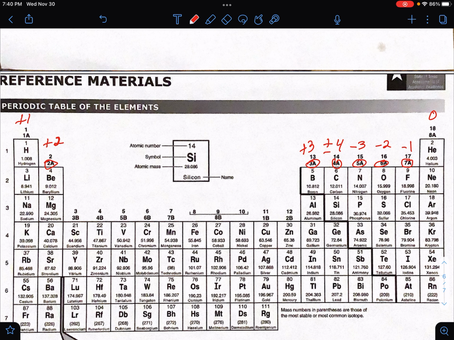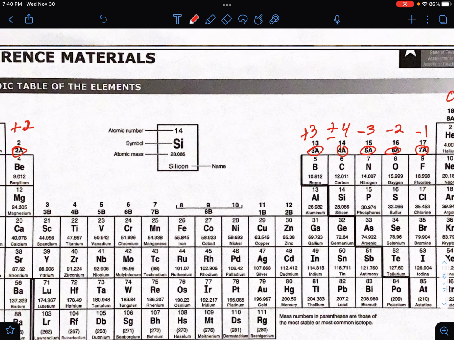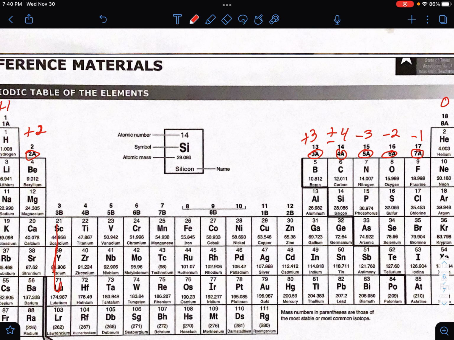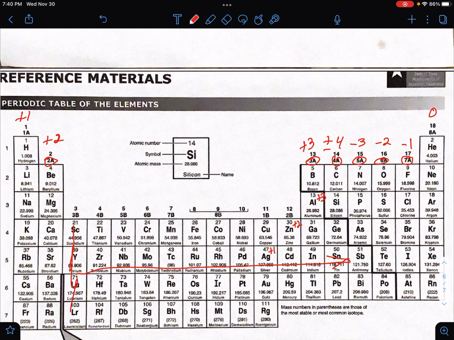Now in your transition metal block, in this middle section right here, starting right here and going all the way to the staircase, we don't know what the charge is. It could be anything, so we'll go over that in a second. But silver is always going to be a +1, zinc is going to be a +2, aluminum is going to be +3. So that is a recap on your periodic table and your charges.